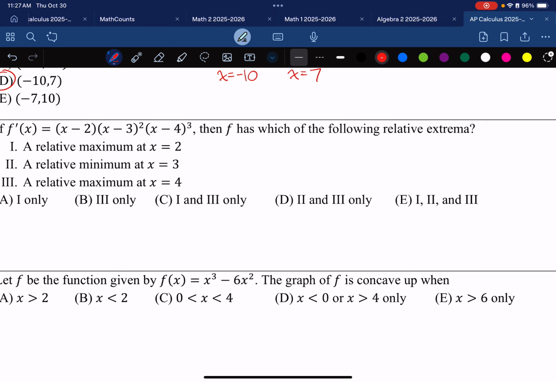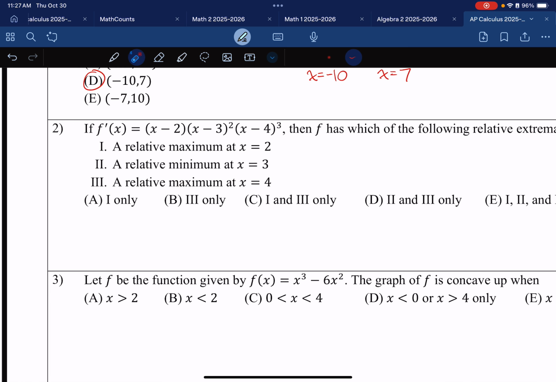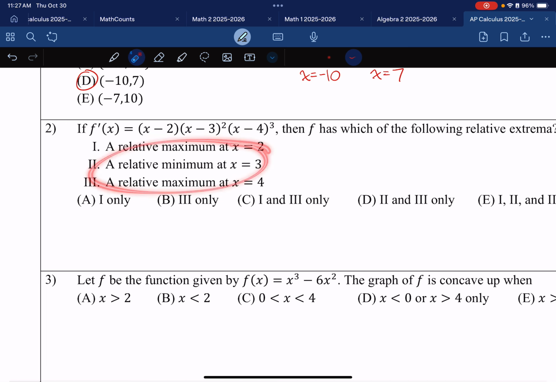All right, and number 2, we're looking for which of these extrema are correct. And I know that the word extrema just means minimums and maximums. It's really asking which of those 3 are correct. I'm noticing that in the factored form, it already took the derivative for us, which is really nice because a maximum happens where f prime goes from a positive to a negative. A minimum happens where f prime goes from a negative to a positive. So we already have f prime. We're looking at the powers.